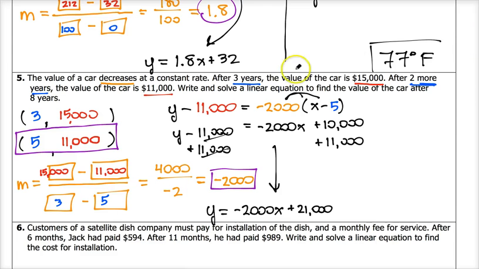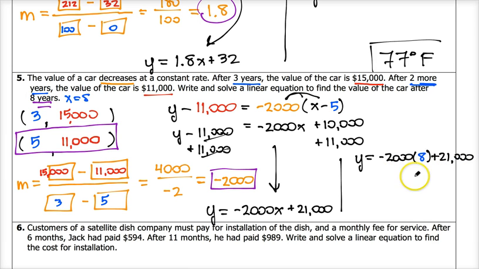Second part of the problem asks us to find the value of the car after 8 years. So it's asking us to substitute an 8 in for x into the equation we just came up with. So this will be y equals negative 2,000 times 8 plus 21,000. Again, let your calculator do all the hard part here. You end up getting y equals 5,000. So after 8 years, the value of our car is $5,000.